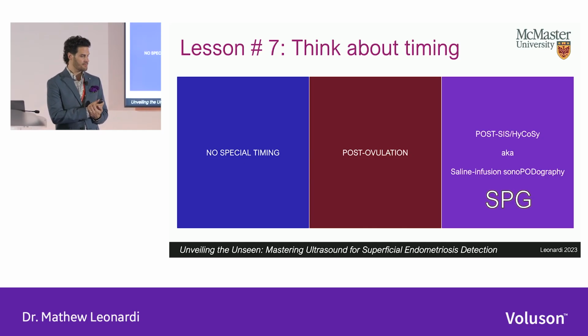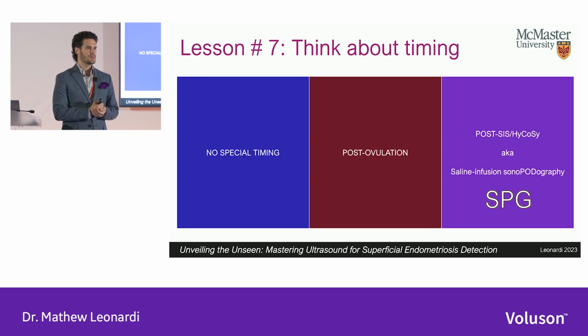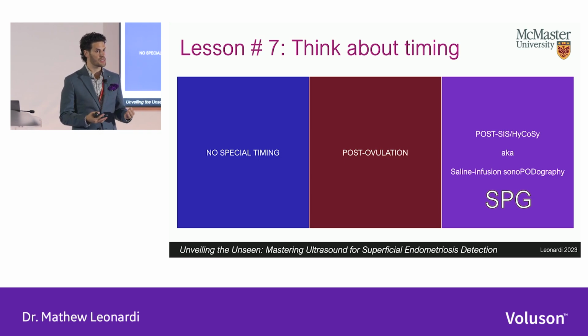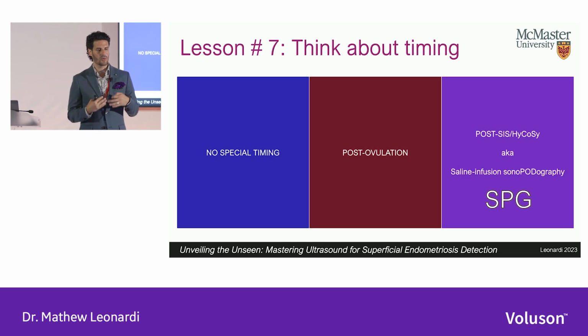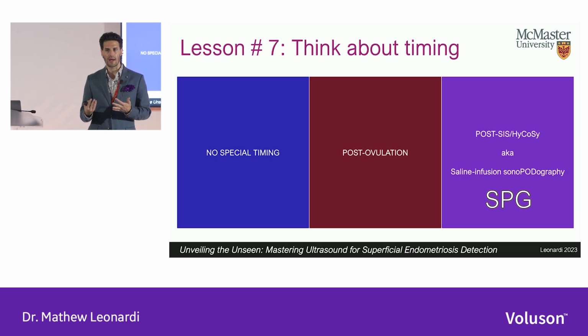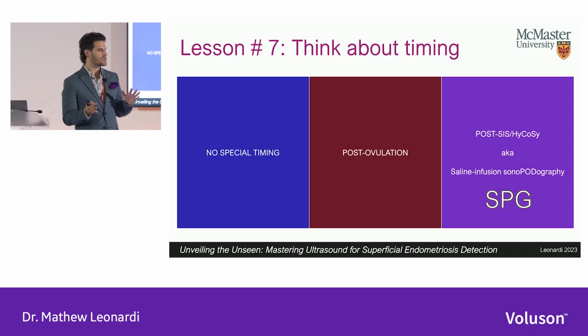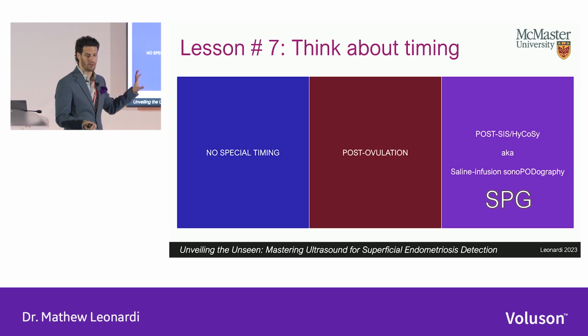Lesson number 7 is to think about timing. There are of course planned ultrasound techniques in concepts like sonohysterography, HyCoSy. You want to plan them in the first half of the cycle after menstruation. And so we have some habits already in planning ultrasounds with time. But in endometriosis ultrasound, we haven't quite done that yet. I don't plan it by timing, so I'm still currently in the no special timing box here.